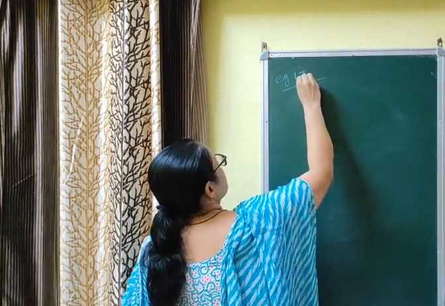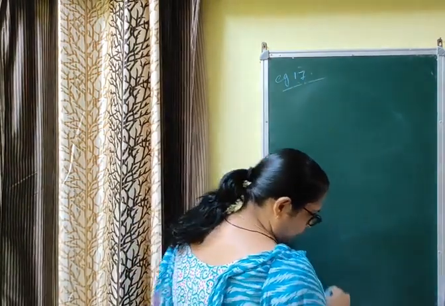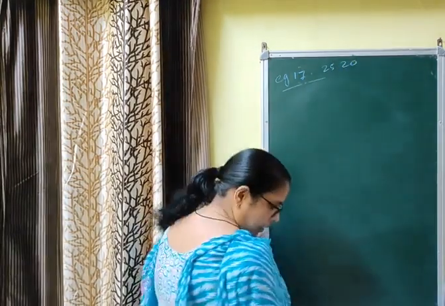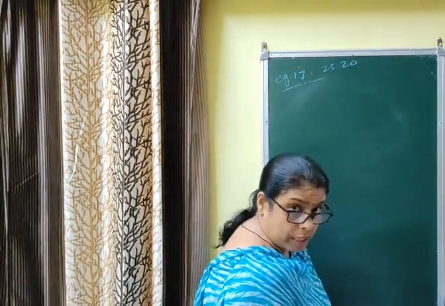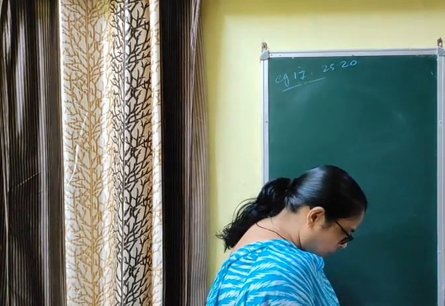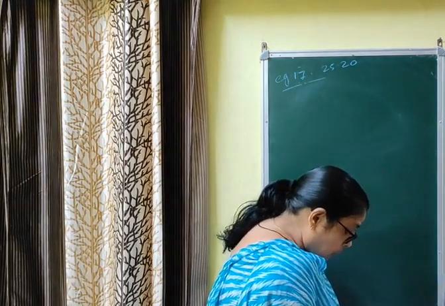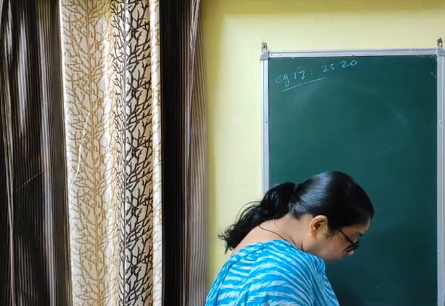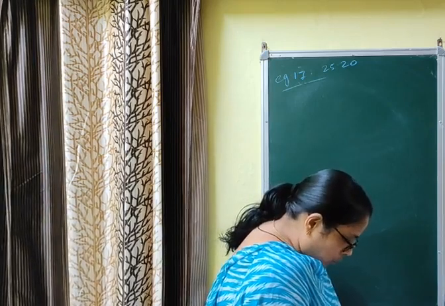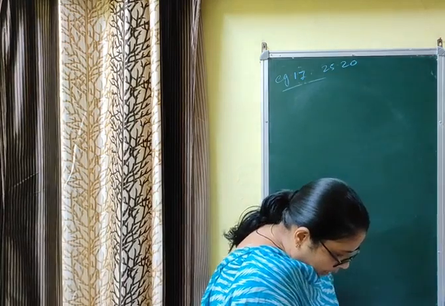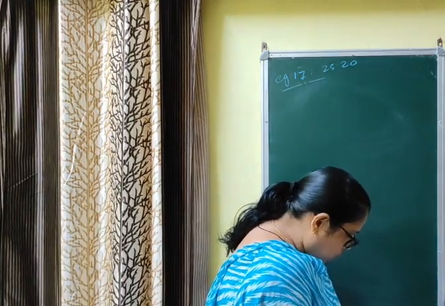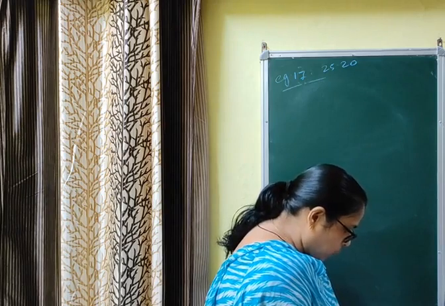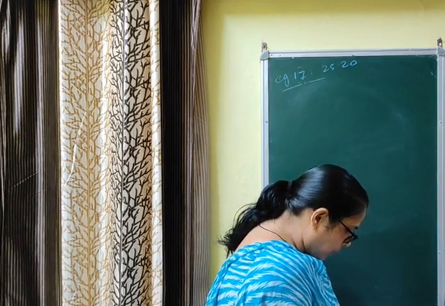Example 17 of page number 25.20, same page number. I am reading the question. The question is a little bit difficult, so concentrate on it. If y1, y2, y3 are the ordinates of the vertices of a triangle inscribed in the parabola y square equal to 4ax, then show that the area of the triangle is 1 upon 8a into (y1 minus y2) into (y2 minus y3) into (y3 minus y1).